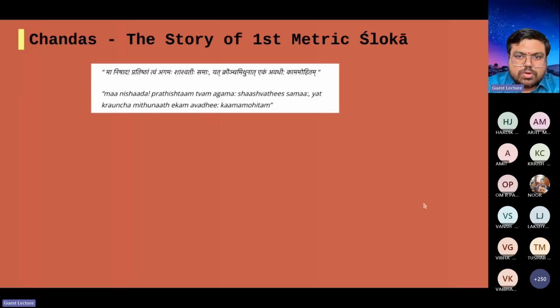The story goes as follows. There are two Krauncha Pakshis, birds sitting on a branch, expressing love towards each other. Then there is a hunter who, without noticing that they are mating, shoots an arrow at one of the birds and the bird dies.